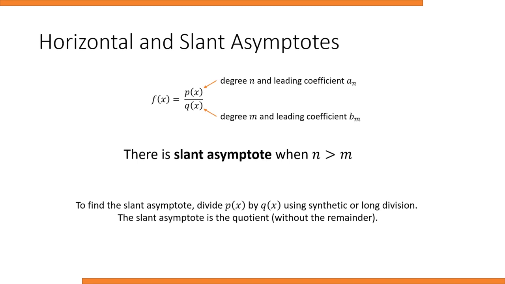So to find the slant asymptote, you divide p of x over q of x. You can use synthetic division if that applies, or long division if synthetic division does not work. It all depends on what that denominator looks like. You do that division, and the slant asymptote is the quotient without the remainder. Whatever remainder you might get from doing the division, you drop that off, and whatever equation is left is the equation of the slant asymptote.